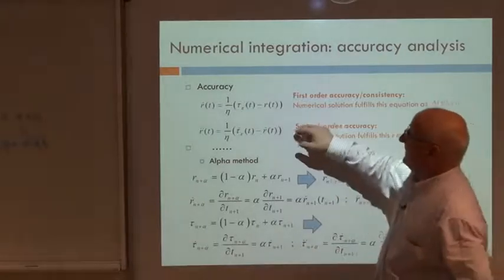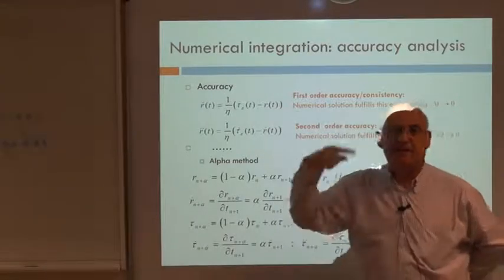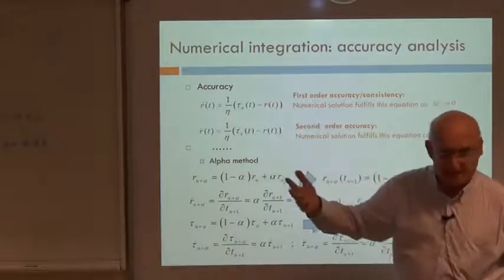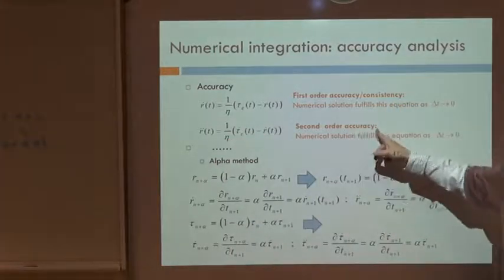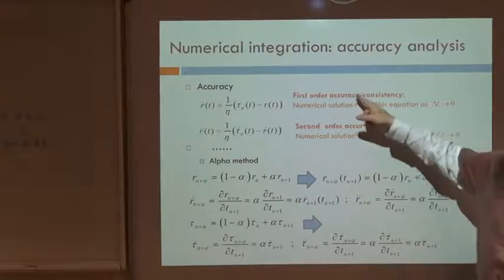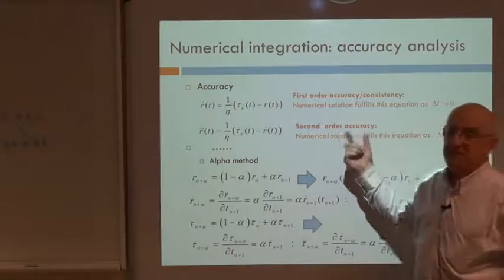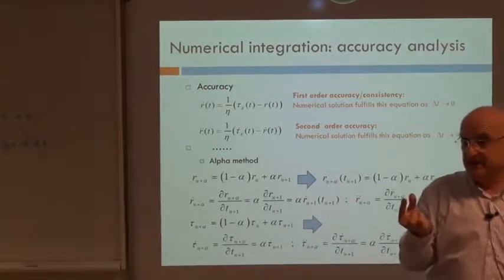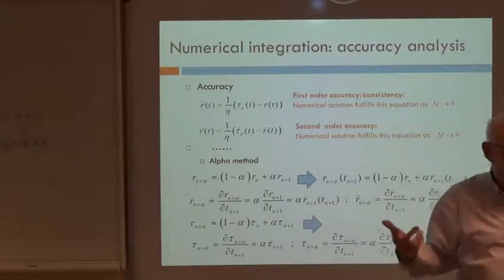But then, I insist, if the solution taken to the limit as delta t tends to 0 fulfills for every time step in the limit not only this equation, but also this equation, then I will say that I have second order accuracy. In the first case, it's first order accuracy. First order accuracy is the minimum. That generally means that when I decrease the time step twice, the error is divided by 4. If I decrease the time step 3 times, the error is divided by the square of 3, etc.